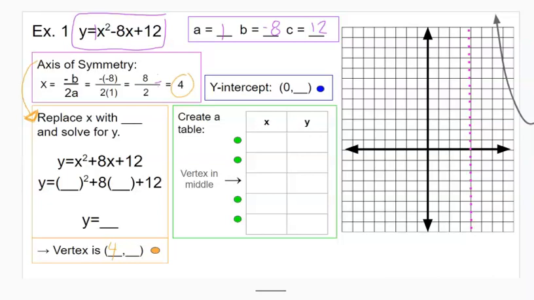So now that we know our vertex has an x value of 4, we can take our equation and replace x with 4 to solve for y. We're going to take our equation that we were given, our quadratic, and instead of putting x, we're going to put 4 each time we see x. And then we are going to solve for y. Now again, we can do the math step by step, or we can go ahead and use our calculator.